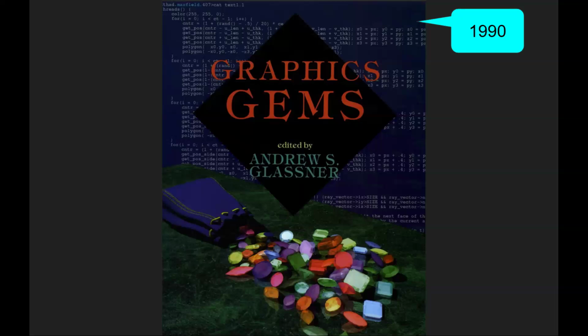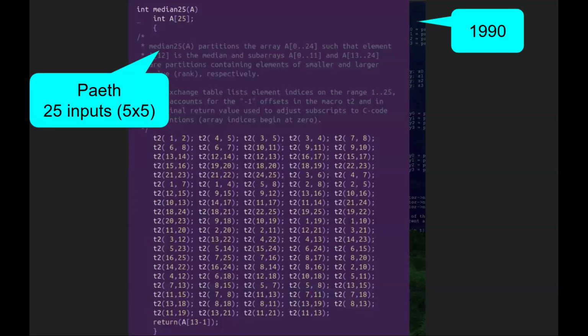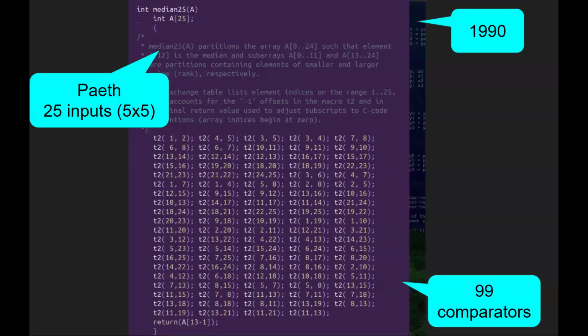But then, after some sleuthing, I finally found an FTP server in Switzerland where there is a zip file that contains all of the source code in these appendices. So not in Russia. Not in Russia, no. So here's that source code. And it's 99 comparators to compute the median of 25. So this is a piece of C code, and this is a macro. The macro is not even defined here because you can define it yourself depending on what you want. And that's 99 comparators. So that's the best we could do in 1990 already.